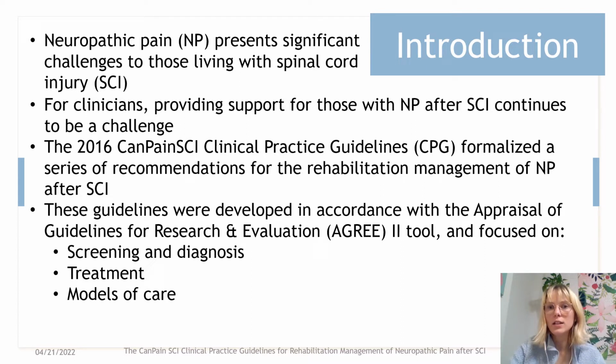The 2016 CanPain SCI Clinical Practice Guidelines, or CanPain SCI CPG, formalized a series of recommendations for the rehabilitation management of neuropathic pain after spinal cord injury. These guidelines were developed in accordance with the Appraisal of Guidelines for Research and Evaluation, AGREE 2 tool, and focused on screening and diagnosis, treatment, and models of care.